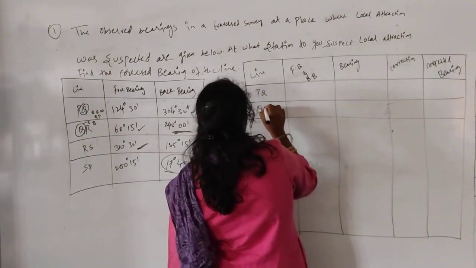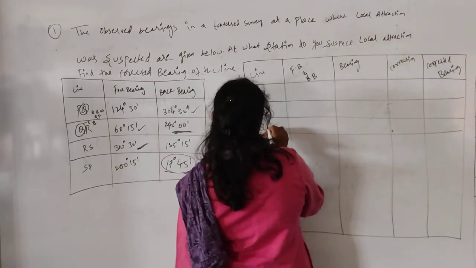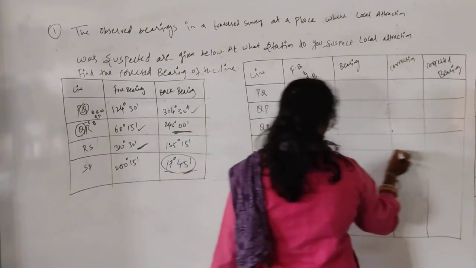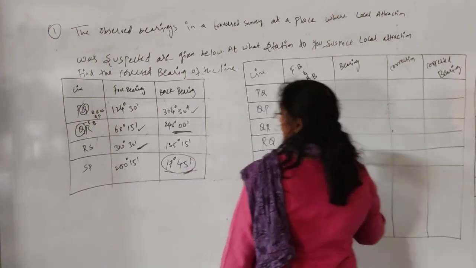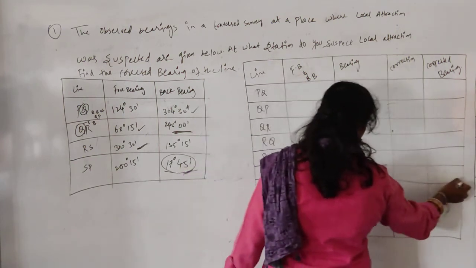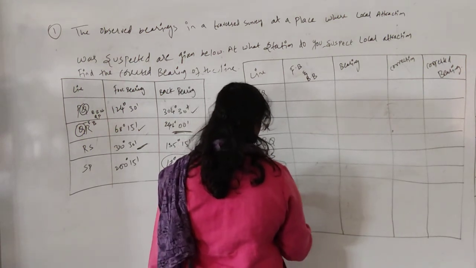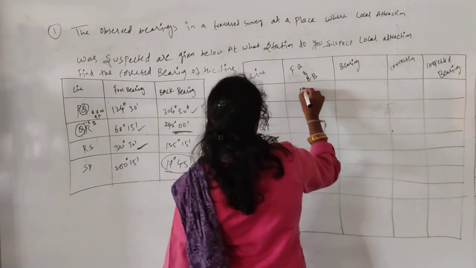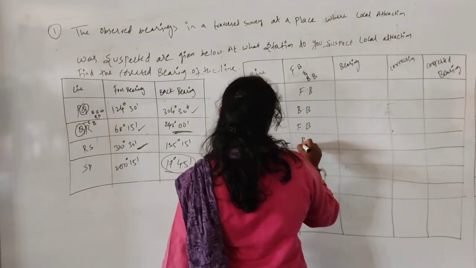PQ, QP, QR, RQ, RS, SR, right, next SP and PS. Forebearing, back bearing, forebearing, back bearing.